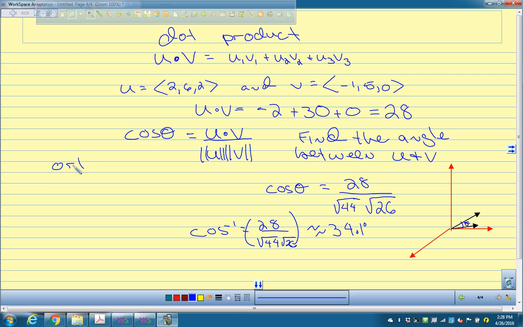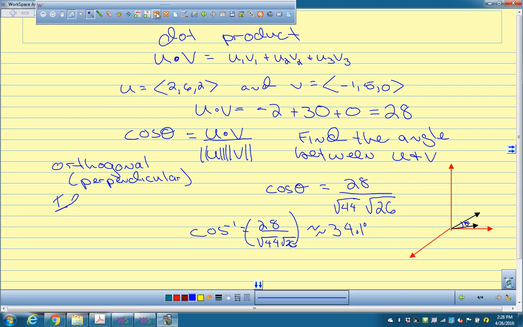Also orthogonal. What does orthogonal mean? Do you guys remember? Orthogonal means that they're at right angles to each other. Perpendicular. If u dot v is equal to 0, because remember that the cosine of 90 degrees is 0, that says the cosine of theta is equal to 0. That would mean that angle would have to be 90 degrees. Right? Understand? Okay.